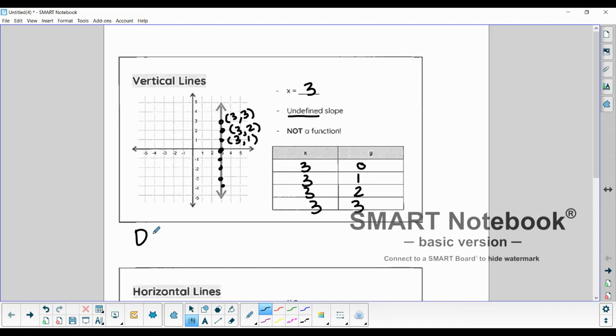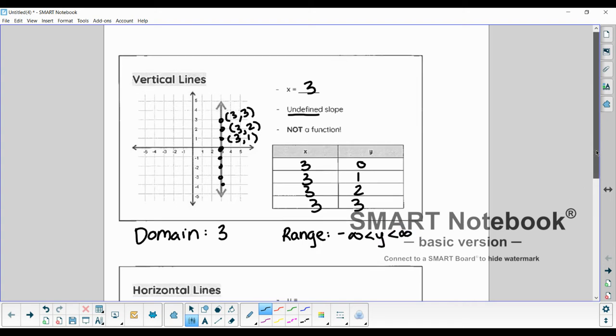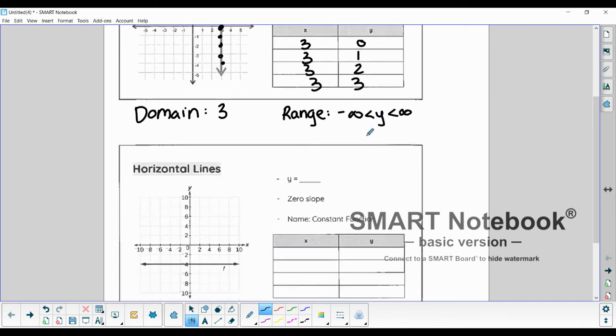And for this function, the domain, the set of x values, is literally just 3. That's the only x value. The range, on the other hand, infinite y values will be on this function. So it's negative infinity less than y less than infinity. All real numbers are part of this range. So just remember, this can also be written as the all real numbers symbol.